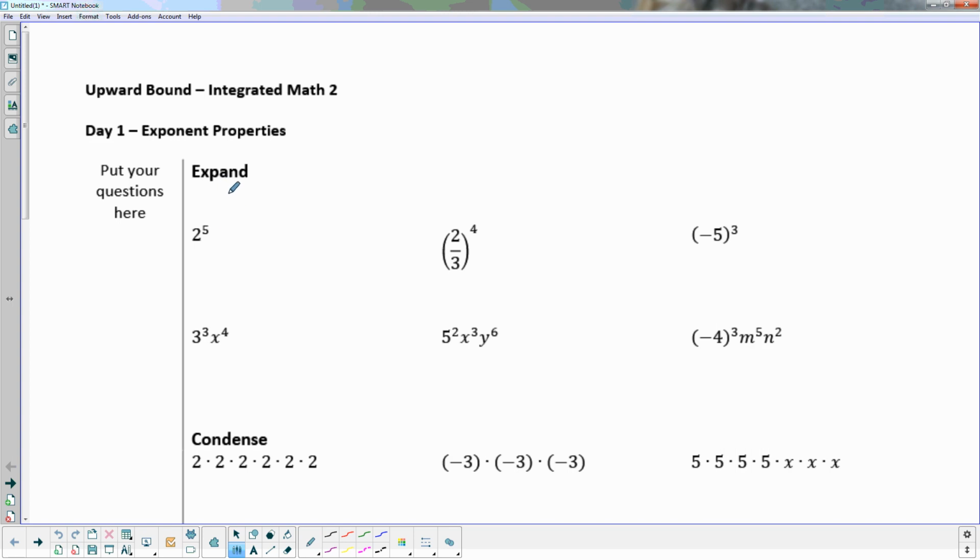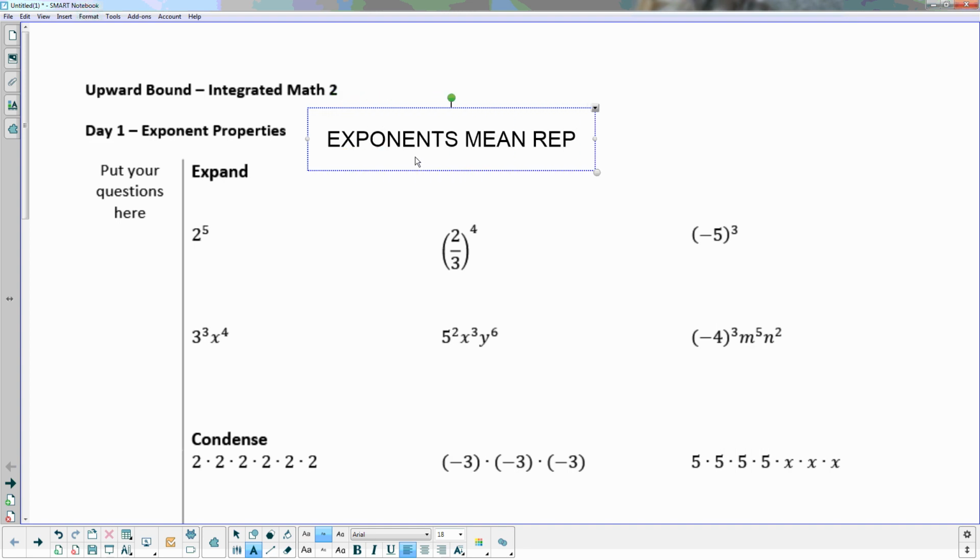So today we're talking about exponent properties. What do exponents mean? I think that's one of the most important things we should understand: exponents mean repeated multiplication.